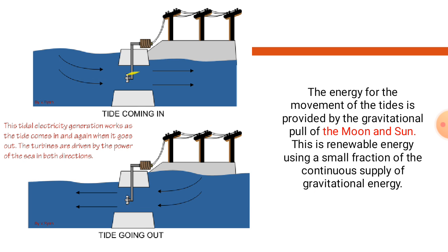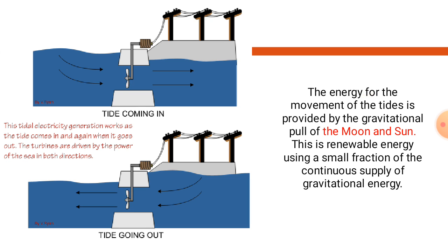So the tides move in. The power of the tides allows the turbine to rotate. It drives the turbine, which is then connected with a generator which produces electricity, and this electricity is then supplied to the towns or the cities through the power grid. So this is the power grid. The power grid consists of wires and pylons. The energy for the movement of the tides is provided by the gravitational pull of the moon and the sun.